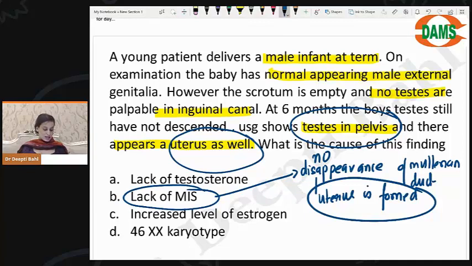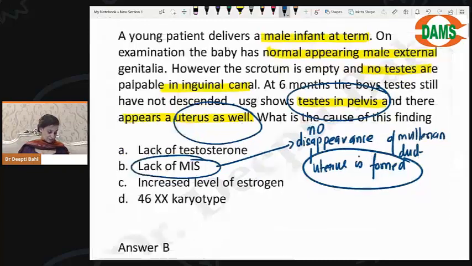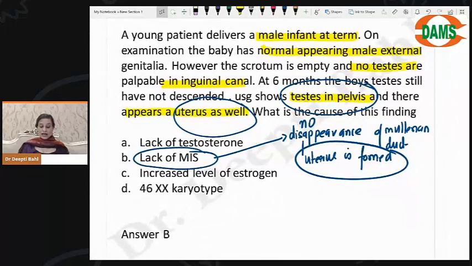Okay, yes, the scrotal phase is by testosterone. But the testis won't just fly there, son; first it has to complete the abdominal phase of descent from the pelvis, right? It has not even reached there, so how will it jump into the scrotum? Okay, so the precise answer here is B. All right, so the lack of MIS is the answer here.